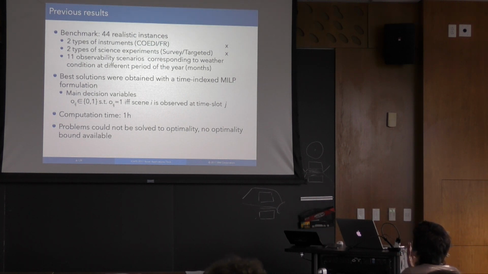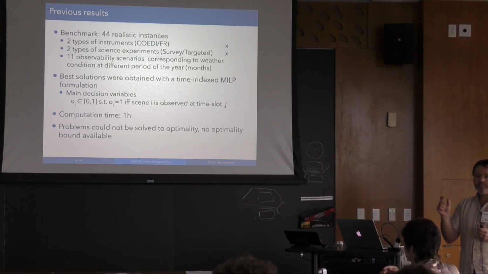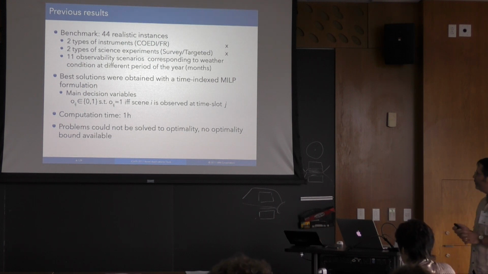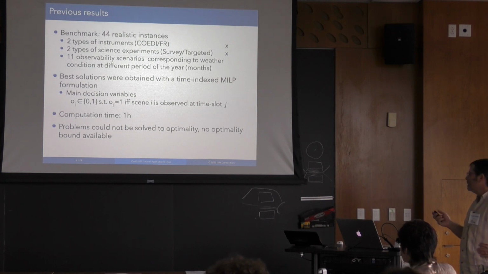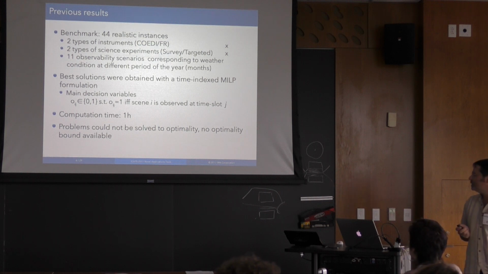In the original paper, the best solutions were obtained with the time-indexed MIP, a mixed integer linear programming model, where the main decision variables are Boolean variables, saying whether a given scene I is observed at the time point G. They used 1 hour of computation time, and a solution could be provided for most of the instances, but there was no optimality proof on the quality of the schedule, among other things.